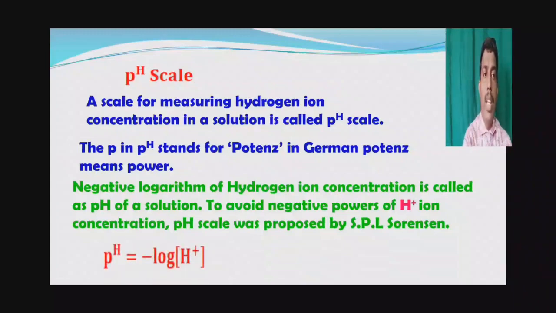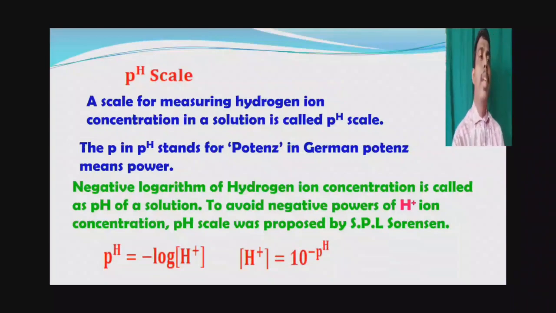The formula for the pH scale: pH is equal to minus log H plus ion concentration. From this formula, H plus ion concentration is equal to 10 power minus pH.